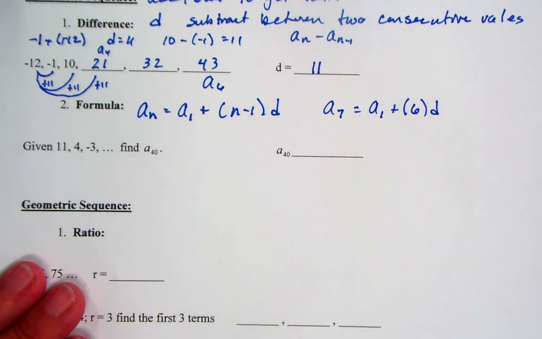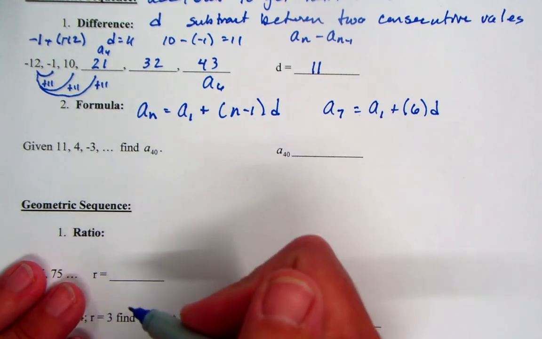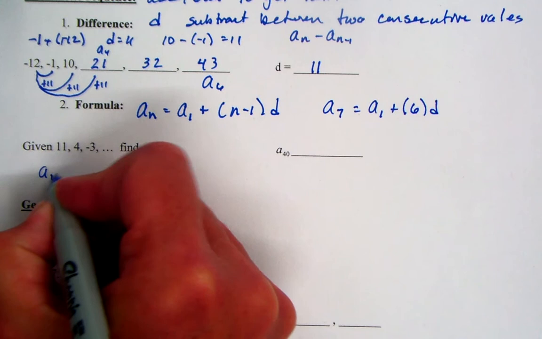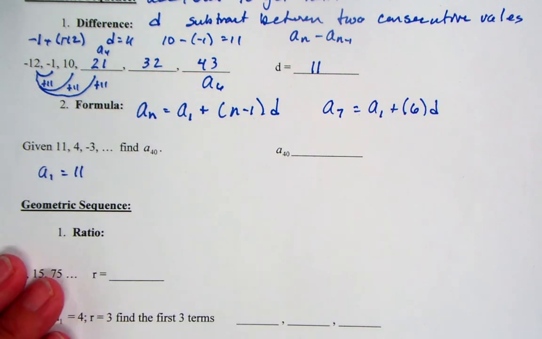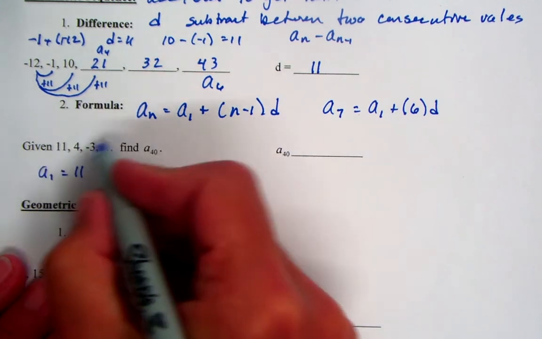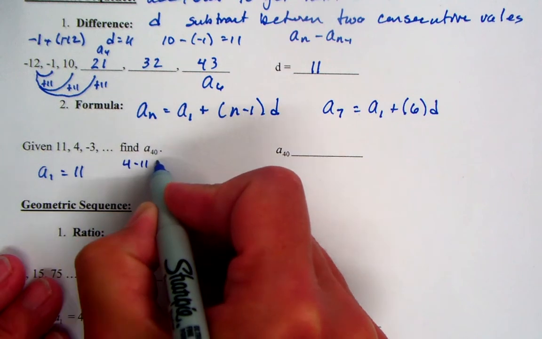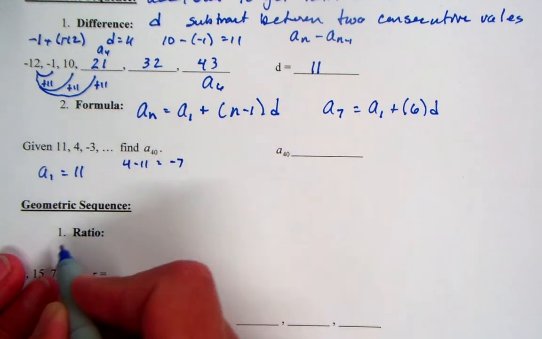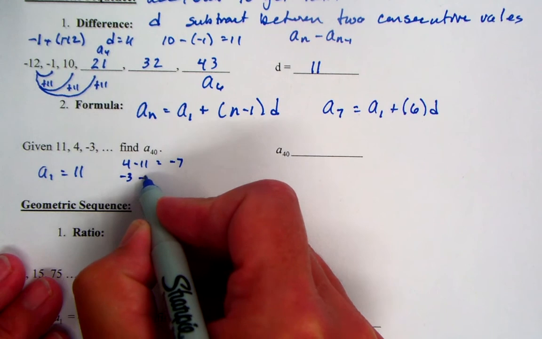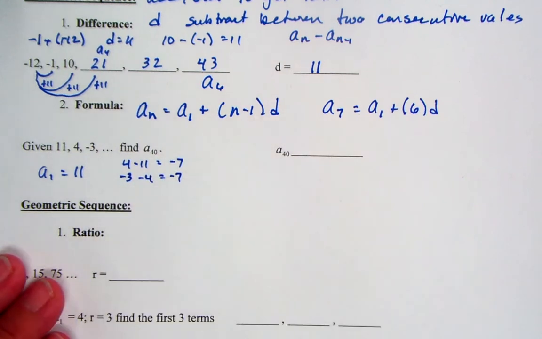So if I'm looking for the 40th term, there's no way I would want to write them all out. So the first thing I need to notice is I identify a sub 1 is 11. And between these, I can go 4 minus 11 and see that I'm going down in value by 7. I could have -3 minus 4. So regardless of which 2 consecutive terms, you can find your D.